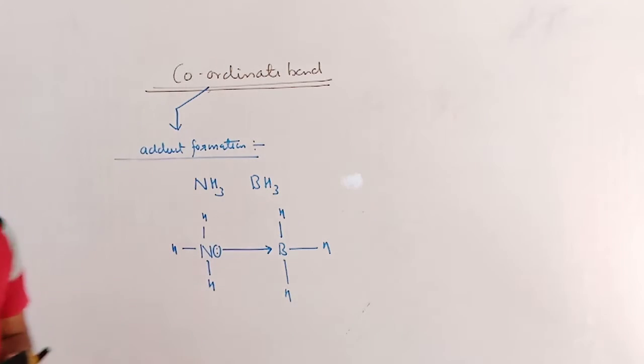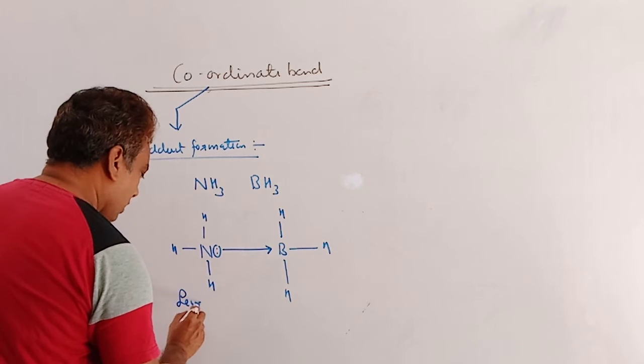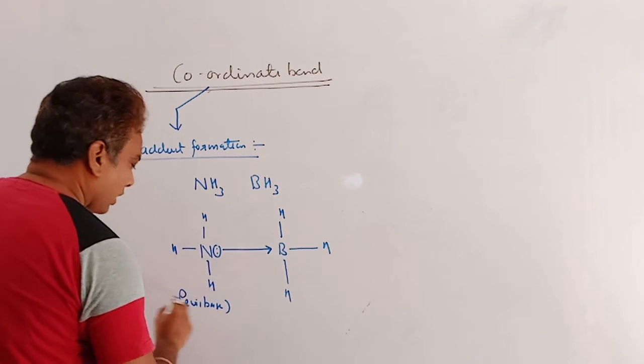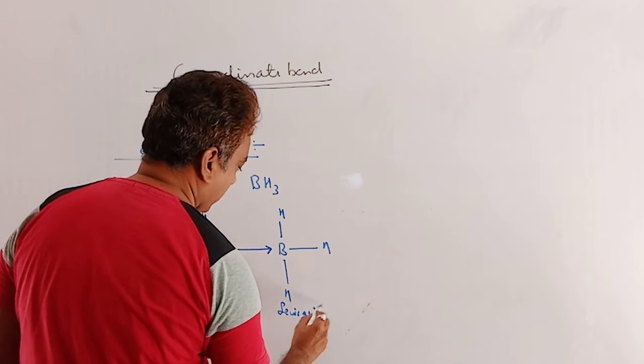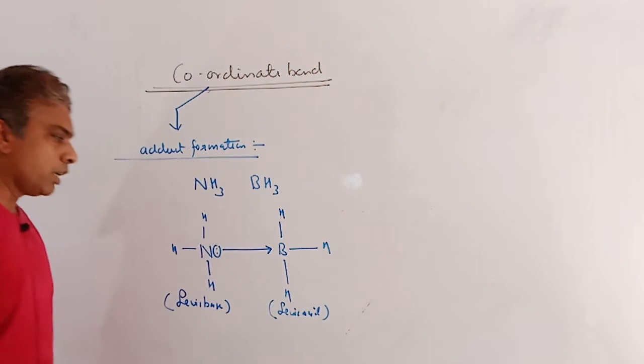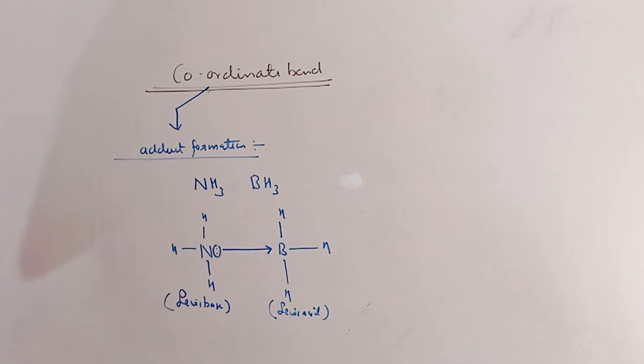This form of coordinate bond between two different molecules is called adduct formation. In adduct formation, one molecule acts as a Lewis base, electron rich, and another acts as a Lewis acid, electron deficient. So here BH3 is the Lewis acid, which is electron deficient, and ammonia acts as the Lewis base, which is an electron rich species. Clear? And the coordinate bond between ammonia and borane is called adduct formation.